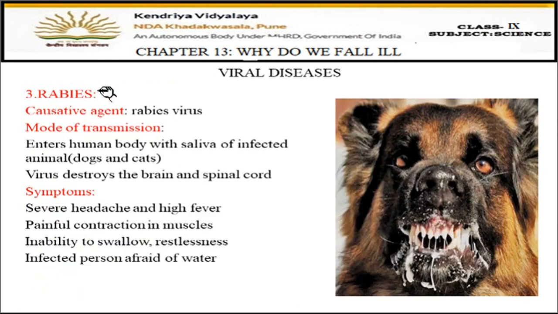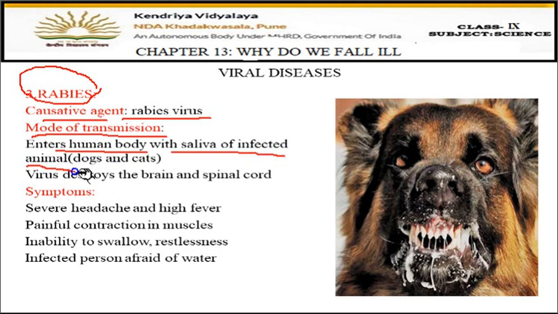Now the next disease which you have to study is rabies. The causative agent is the rabies virus. So this is also a viral disease caused by the rabies virus. Now let's see the mode of transmission, how it spreads. This virus enters the human body with the saliva of an infected animal. You can see here a dog infected by the rabies virus. Rabid animals, meaning animals in which this virus is present, are especially dogs and cats.